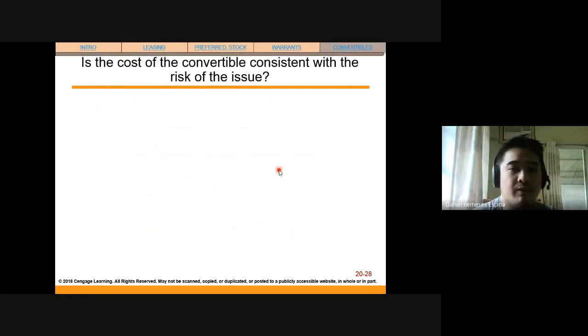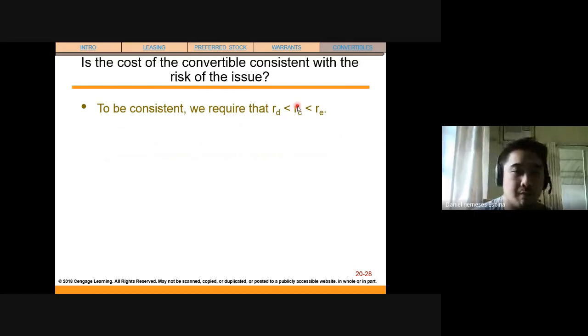Is the cost of the convertible consistent with the risk of the issue? So to be consistent, we require that the discount rate, the conversion rate, and the equity rate is the same. The discount rate is lower compared to the conversion rate, and the conversion rate is lower sa cost of equity.